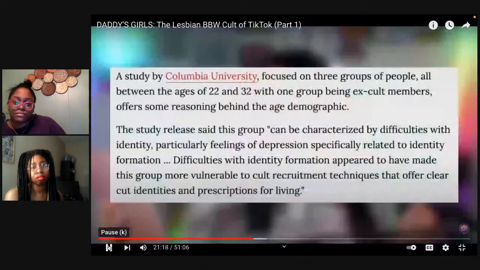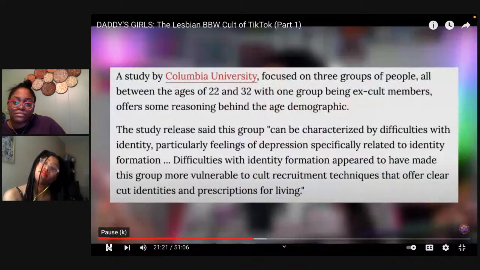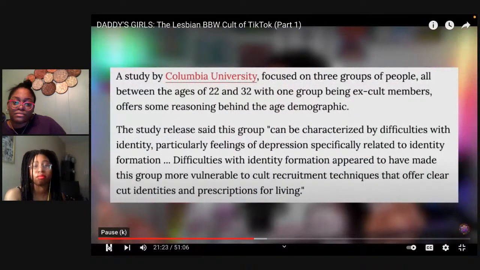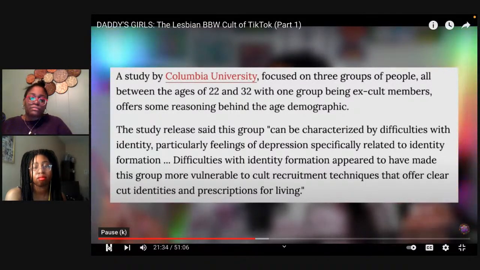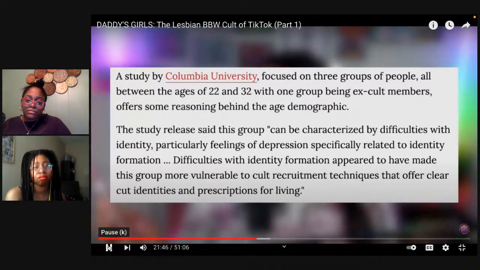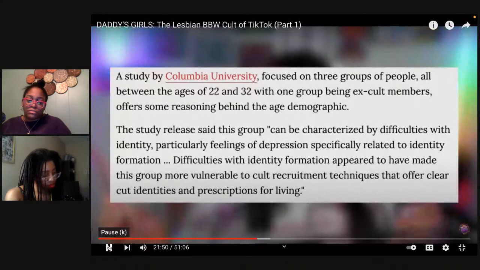A study by Columbia University focused on 3 groups of people between the ages of 22 and 32, with one group being ex-cult members. The study release said this group can be characterized by difficulties with identity, particularly feelings of depression specifically related to identity formation. Difficulties with identity formation appeared to have made the group more vulnerable to the recruitment techniques that offer clear identities and prescriptions for living.